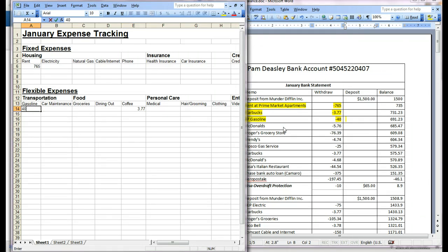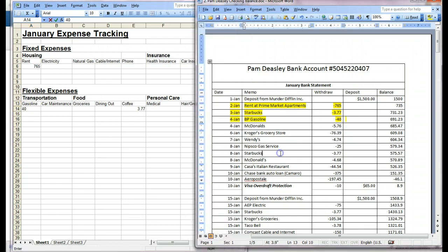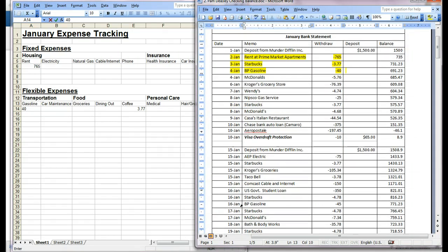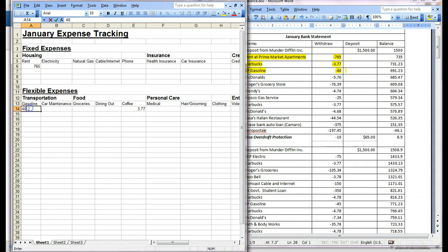Let's go ahead and skip a little bit ahead and do another gas station if we can find it. There's one right down there. I want to show you what happens when you get multiple entries. So a couple of weeks later, she goes to the BP gas station again, spends another $45. Instead of adding that in there automatically, we're just going to go one cell down and enter that.